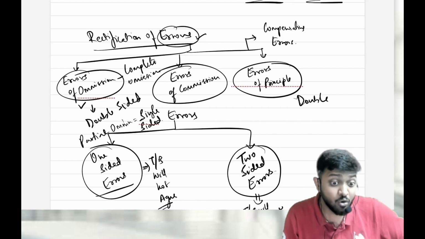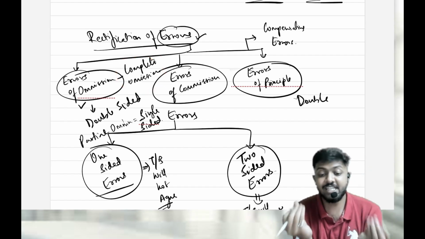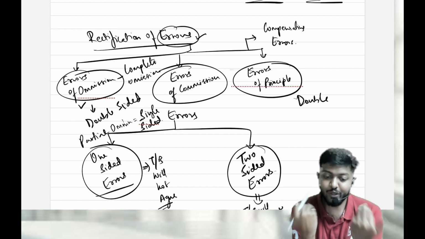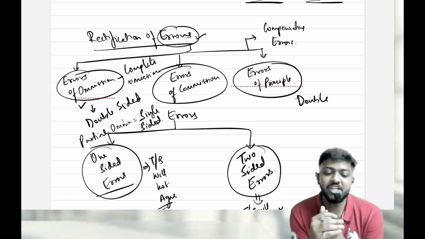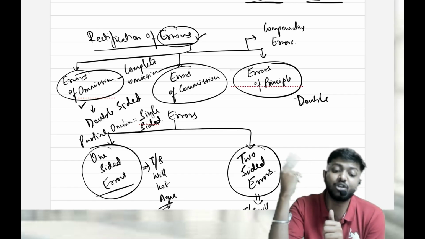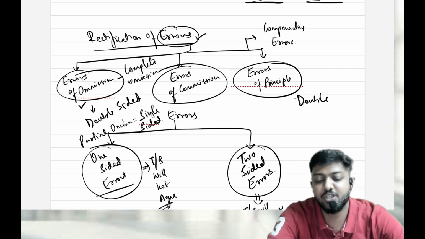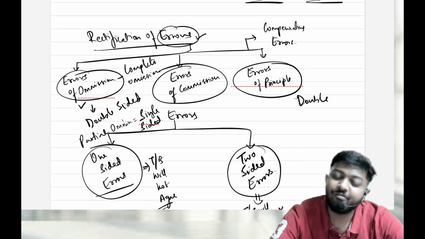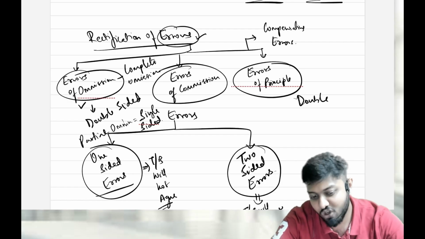Errors of omission. Complete omission means you forgot to record the transaction itself. First, you forgot to record the transaction itself in the journal. Or second, you have recorded the transaction in the journal, but you forgot to post it to the ledger. Both come under errors of omission. So first, forgot to record the transaction itself, and second, recorded in the journal but forgot to post it in the ledger. That is errors of omission.